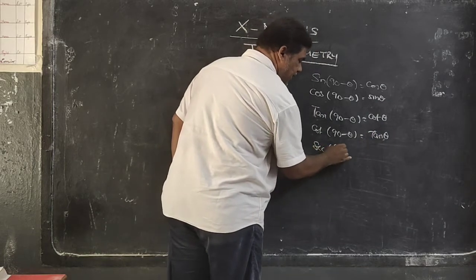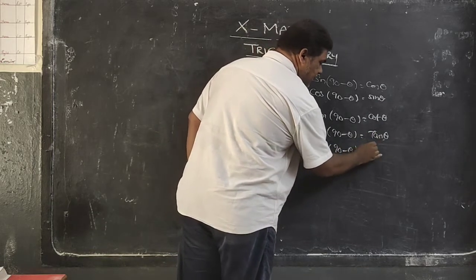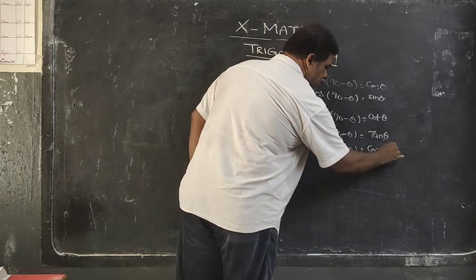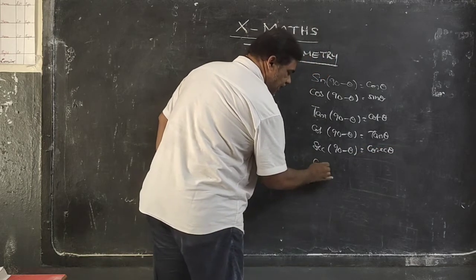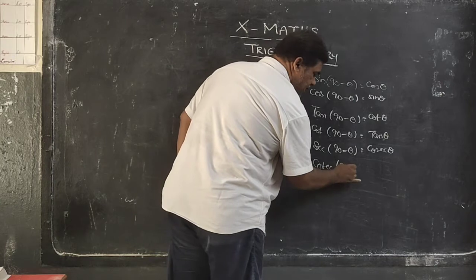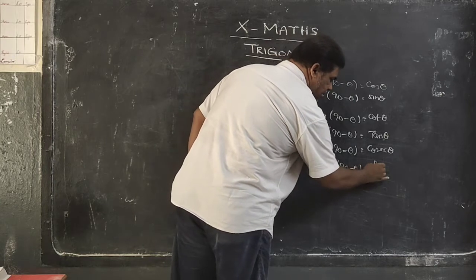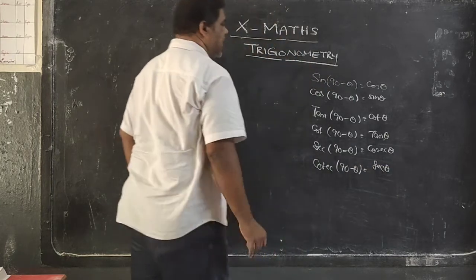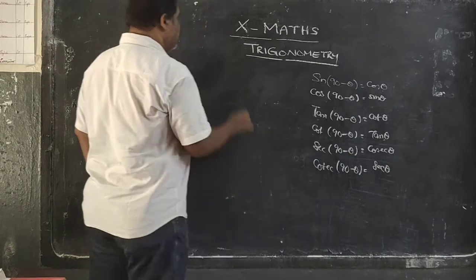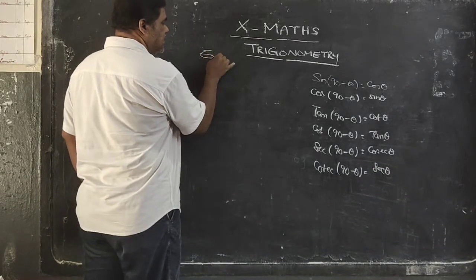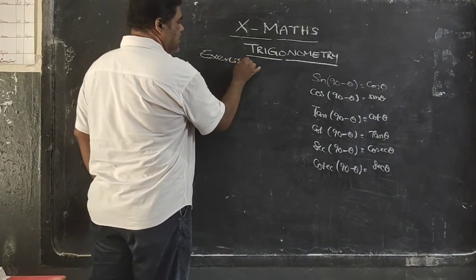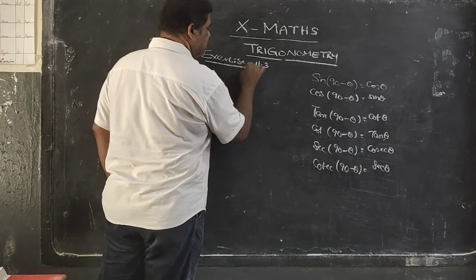Sec(90 minus theta) is cosec theta, and cosec(90 minus theta) is sec theta. So these are called trigonometric ratios of complementary angles. This exercise 11.3 is based on this formula. So, exercise 11.3.